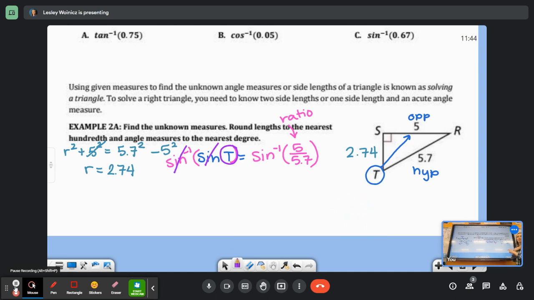Okay, I'm sorry. What is the sine to the minus 1 again? Inverse sine. It undoes the sine. It's like the inverse operation of sine. Okay. So we're left with angle T.